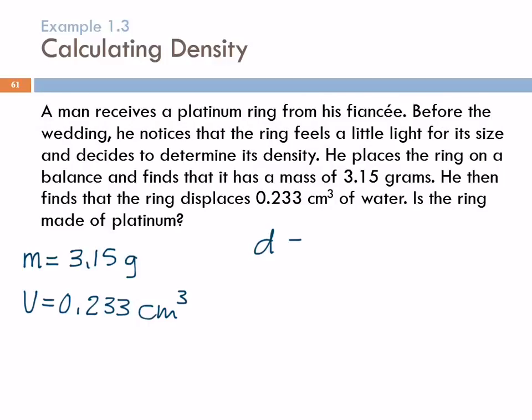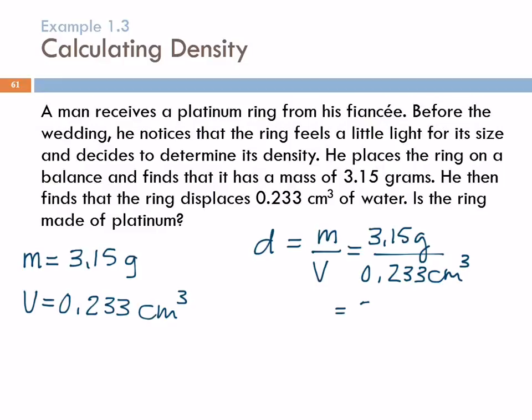So we calculate density with the equation. Density is mass over volume. So we're going to take the mass, 3.15 grams, and we're going to divide by the volume. Always, always, always write the units. So now we get out our calculators and we go 3.15 divided by 0.233 equals, and we write down what it says, 13.519333.